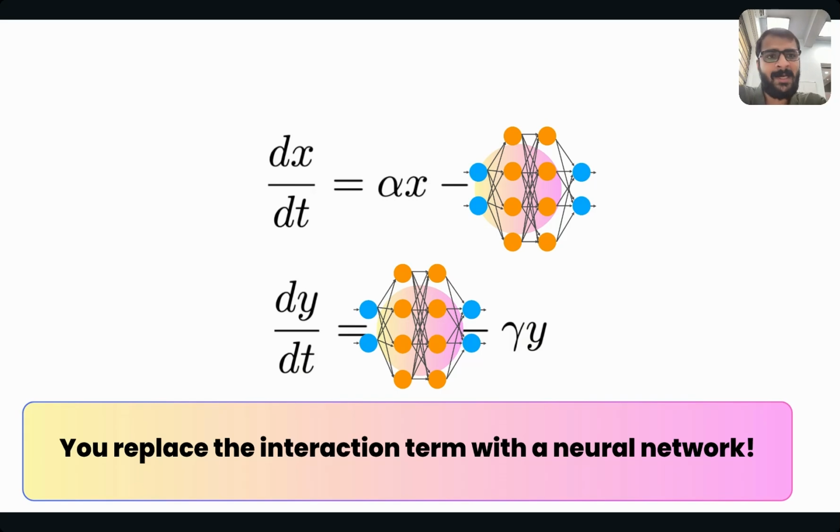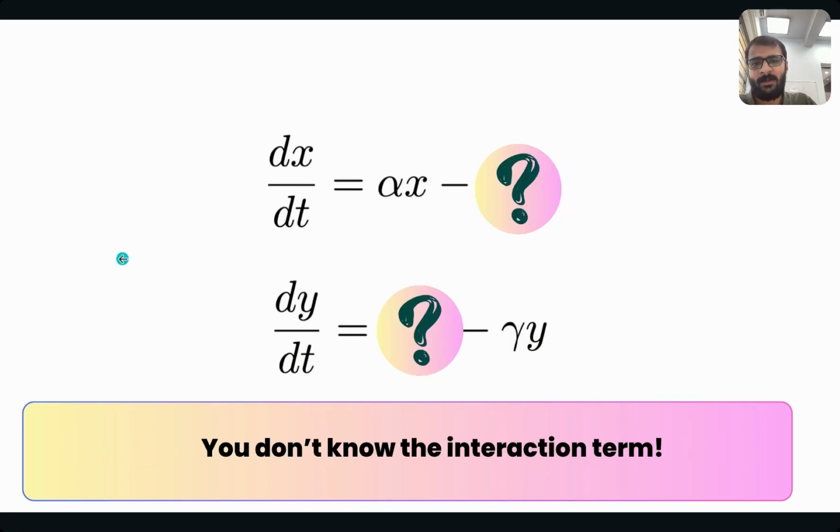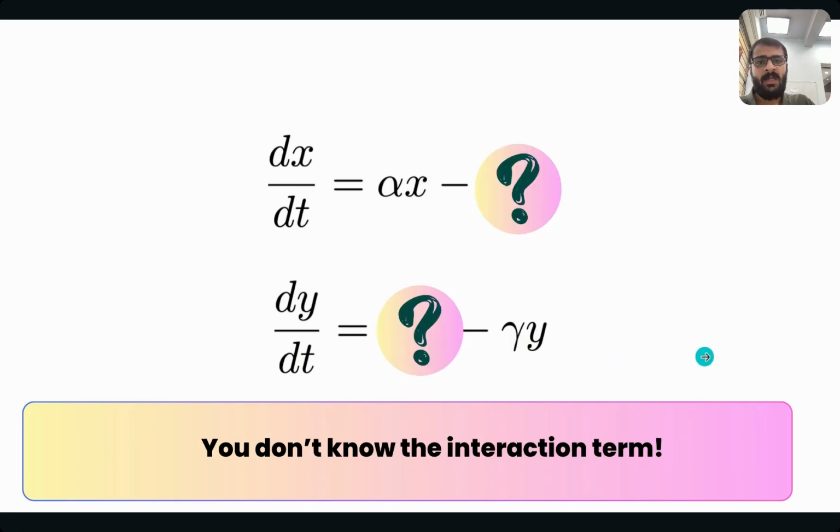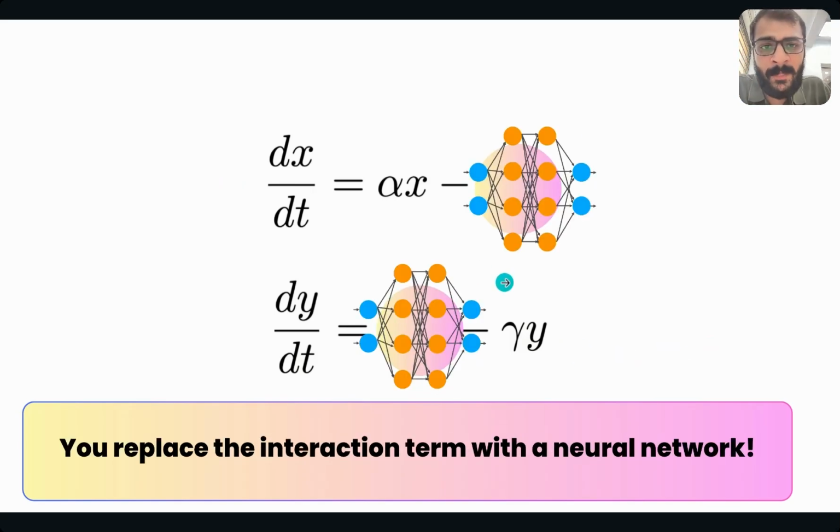And since you have the data, you train the neural network based on the data, and then you recover what the neural network represents. And in fact, it turns out that the optimized neural network exactly recovers this interaction term beta xy and delta xy. You see, this is how we are mixing machine learning with ordinary differential equations, or we are mixing the power of machine learning with the scientific nature of the ODEs. That's why it's called scientific machine learning.